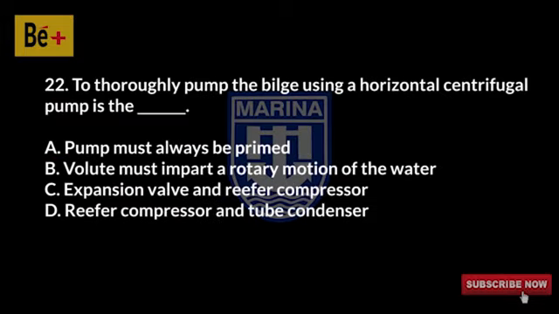To thoroughly pump the bilge using a horizontal centrifugal pump is the A. Pump must always be primed. B. Volute must impart a rotary motion of the water. C. Expansion valve and reefer compressor. D. Reefer compressor and tube condenser. The answer is A. Pump must always be primed.